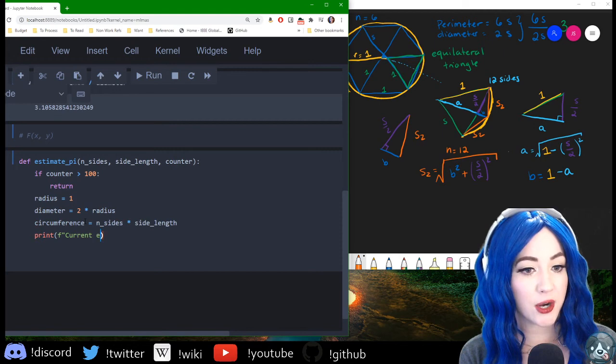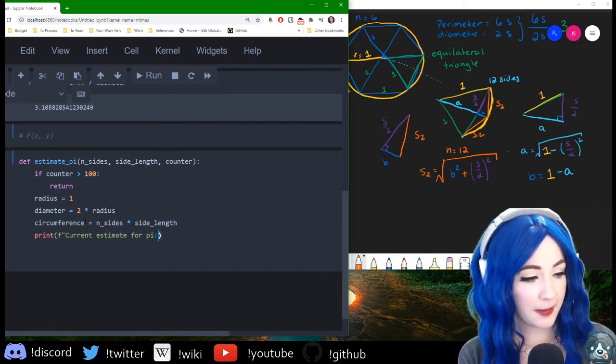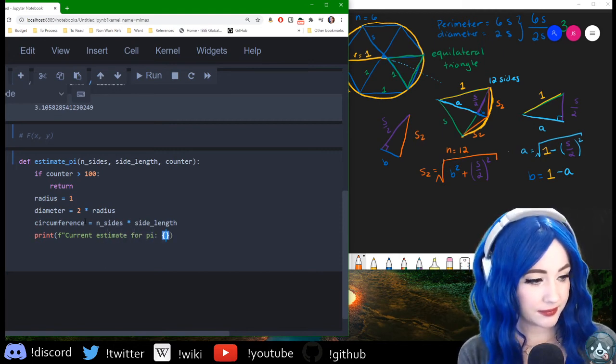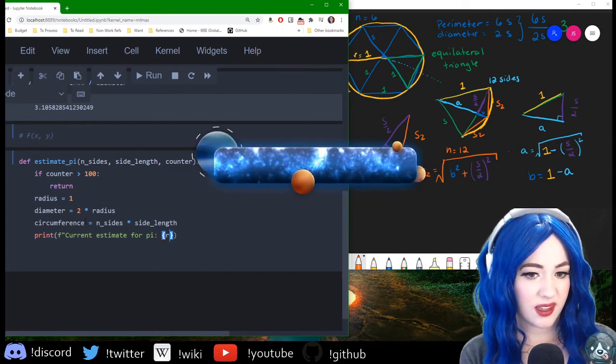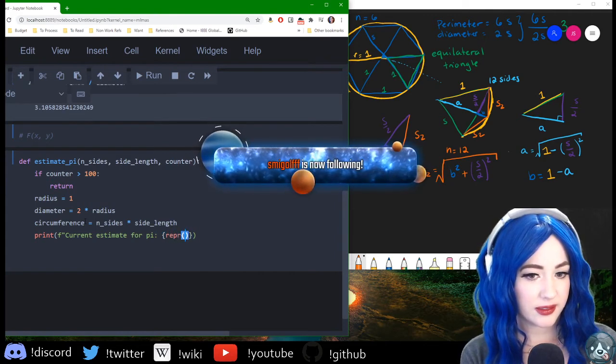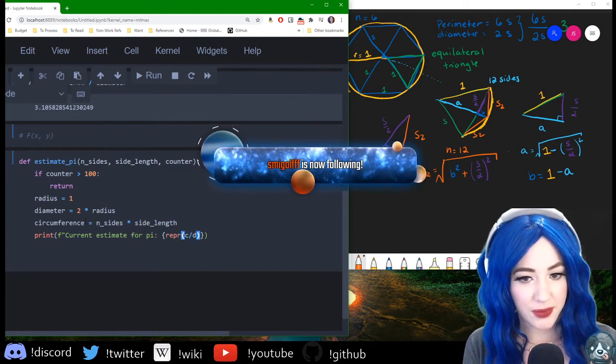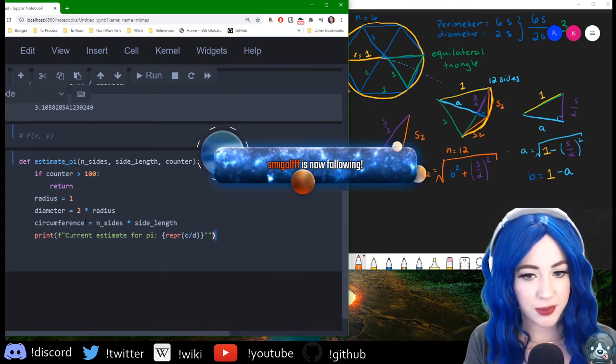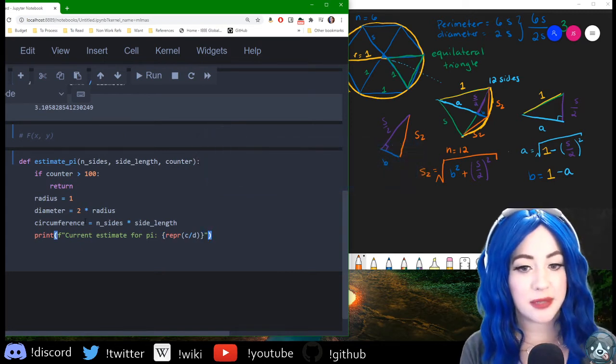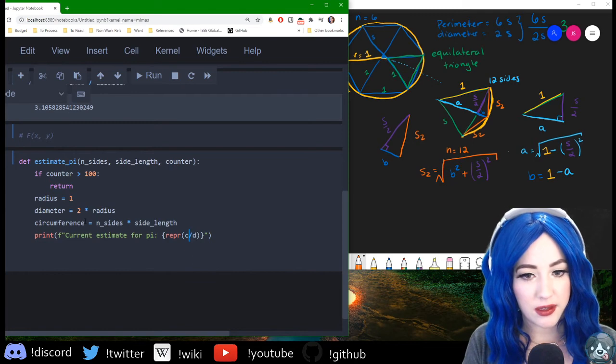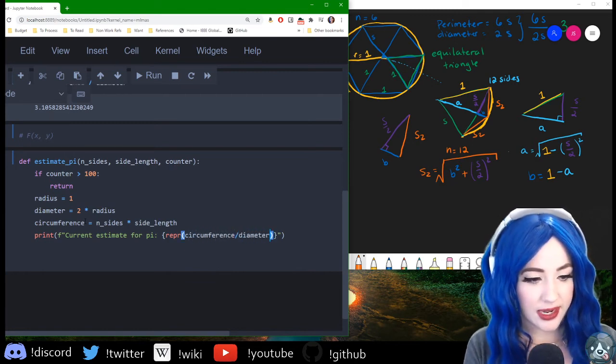So we're gonna say our current estimate for pi is gonna be, yeah, that's fine. Don't worry so much about this right now. This is just us printing out our estimate for pi, which is gonna be circumference divided by our diameter.